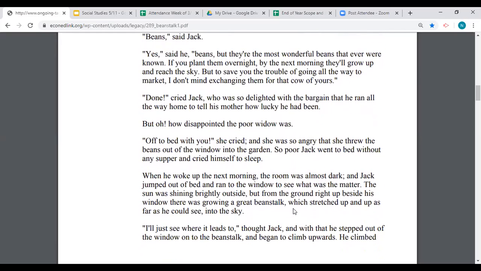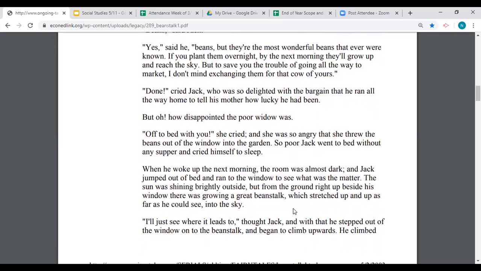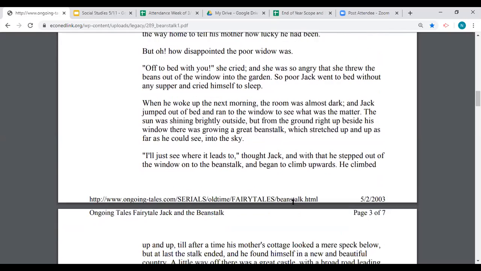When he woke up the next morning, the room was almost dark, and Jack jumped out of bed and ran to the windows to see what was the matter. The sun was shining brightly outside, but from the ground right up beside his window there was growing a great beanstalk, which stretched up and up as far as he could see into the sky. "I'll just see where it leads to," thought Jack. And with that, he stepped out of the window onto the beanstalk and began to climb upwards.